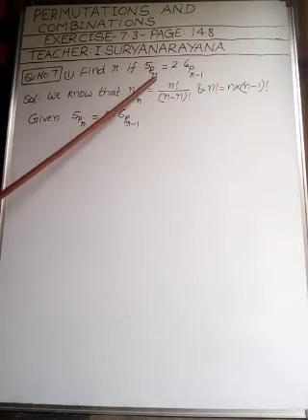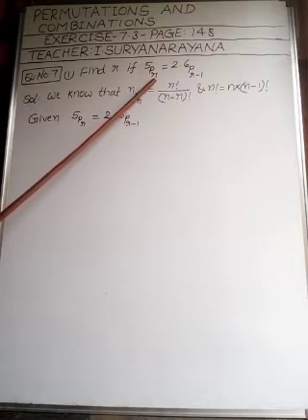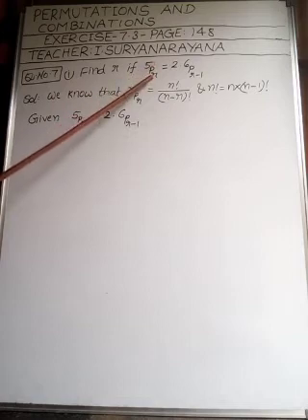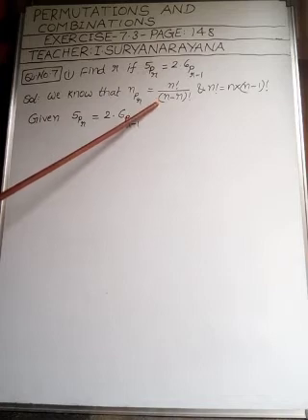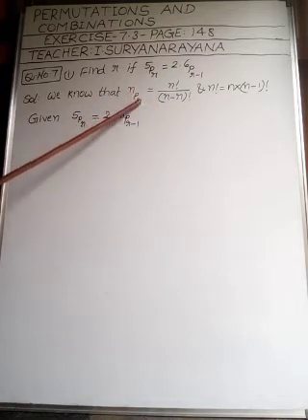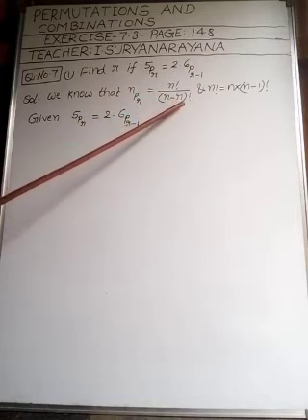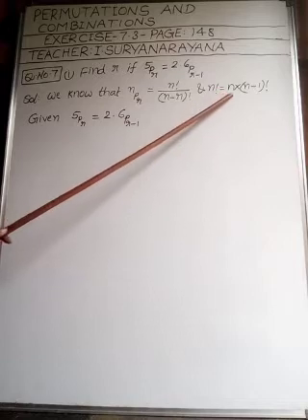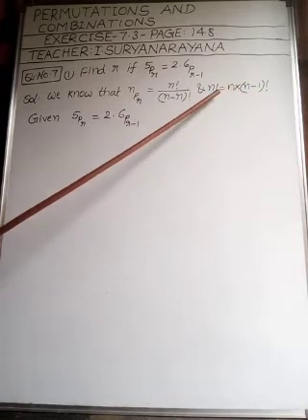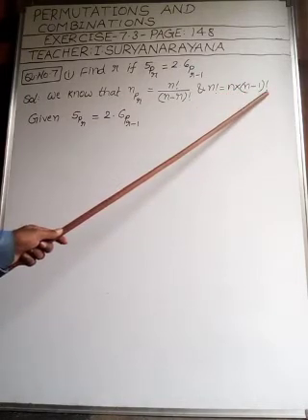But in this case, this is not a numerical value. A numerical value is not given in this place. Here a variable, the letter r, is given. In this case, we use another formula we have discussed, in terms of factorial: nPr is equal to n factorial by (n minus r) factorial. We use this concept to find the value of r. And n factorial is equal to n into (n minus 1) factorial.